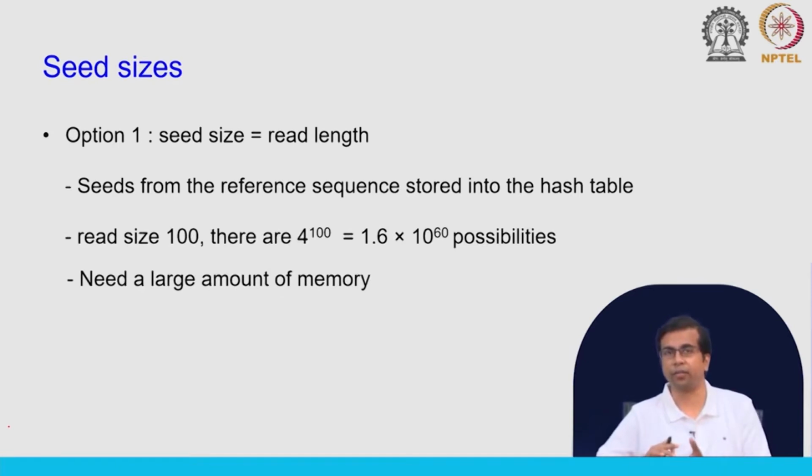If you have read size 100, there are about 4 to the power 100 possibilities. Why is that so? Because for each position you can have either A, T, G or C. If you consider all possible combinations for these 100 positions, this will be 4 to the power 100, which comes out to around 1.6 times 10 to the power 60 possibilities. This is a really huge number. Of course, in a genome sequence you will not have so many of them, and you probably will not get all of these combinations, but you will get a large fraction. Even if it is 10 to the power 20 or so, that is still a huge number to store. If you want to store this in memory in the hash table, you will need a huge amount of memory.